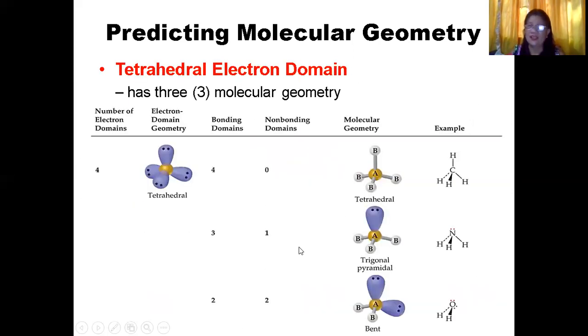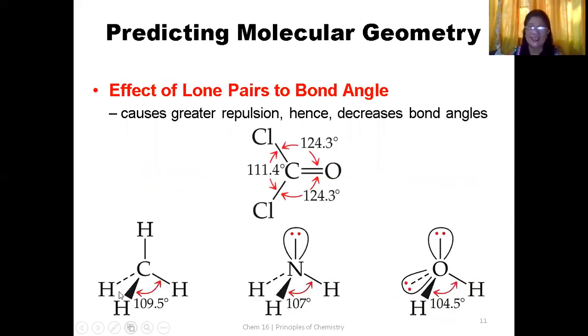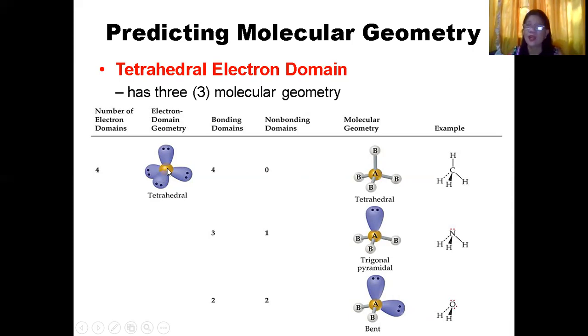How about the tetrahedral? An example of this is this one. What happened is this is the carbon, this is hydrogen. So how many electron domains? There are 4. How many bonding domains? Also 4. Non-bonding, there is no lone pair. So this is the geometry, or this one. This is by means of the stick and ball model. This one is just the plain structural form.